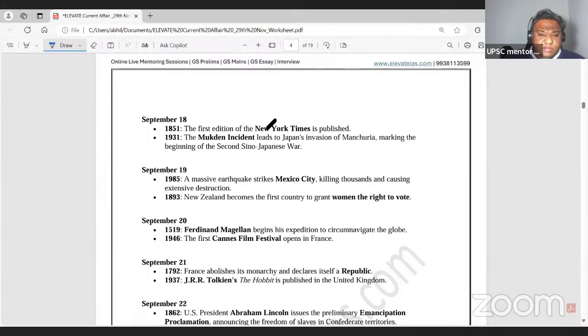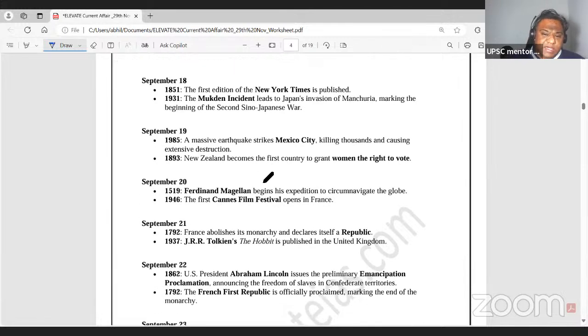On September 1985, a massive earthquake happened. It won't be big by today's standards, but during that time it was considered a big earthquake on the Richter scale. And on September 19, 1893, New Zealand became the first country to grant women the right to vote. For any women-led empowerment, women-led issues, or the global picture of women, you can use this fact.